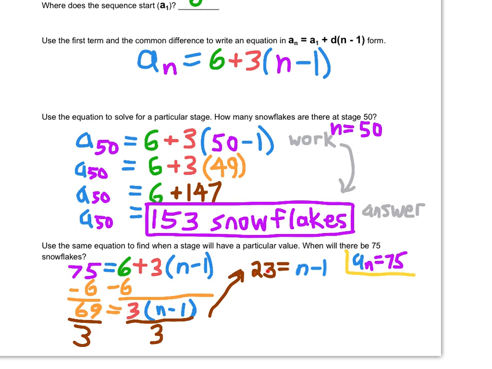So again, we found 3 times what is 69? 3 times 23 is 69. So the parenthesis part has to be a total of 23. And now the last part is n minus 1 is equal to 23. So something minus 1 is 23. Well, what does this something have to be? Again, to undo minus 1, we're going to add 1. 23 plus 1 is 24, so that means that there will be 75 snowflakes at stage 24.